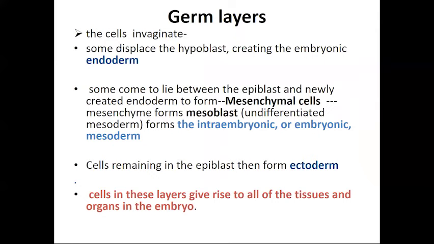This process by which the cells go inwards is called invagination. The cells invaginate, some displace the hypoblast, creating the embryonic endoderm. So below it becomes the endoderm. Some come to lie between the epiblast and the newly created endoderm to form the mesenchyme, those red cells. Mesenchyme forms the mesoblast, and undifferentiated mesoblast forms the intraembryonic or embryonic mesoderm. The cells remaining in the epiblast, which do not migrate inwards, become the ectoderm. These three layers give rise to all of the tissues and organs in the body.